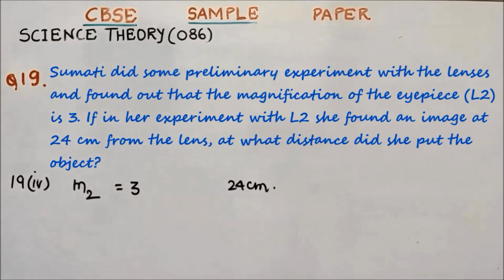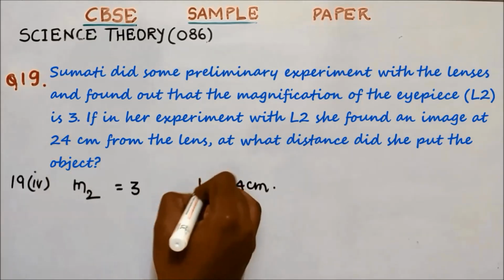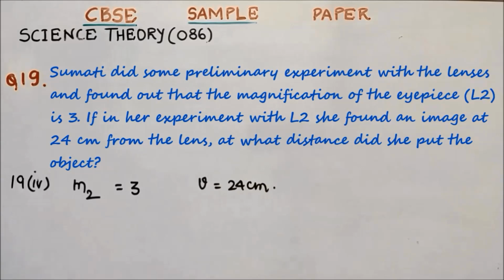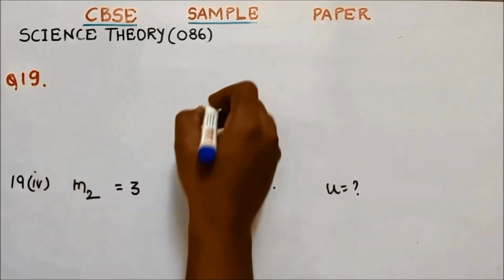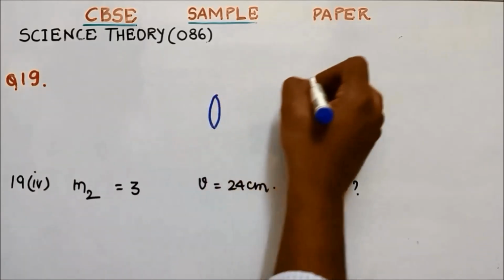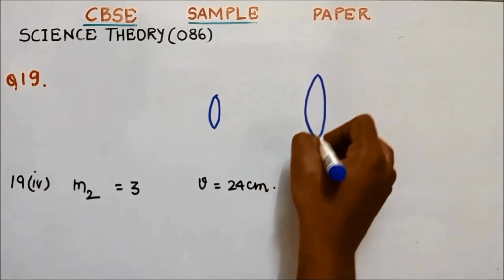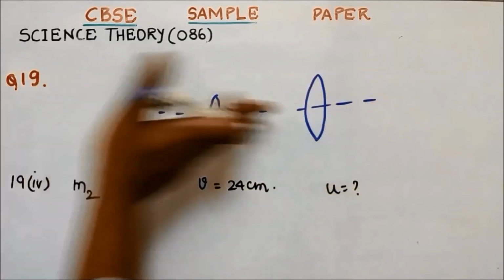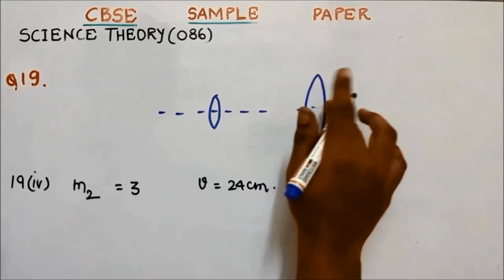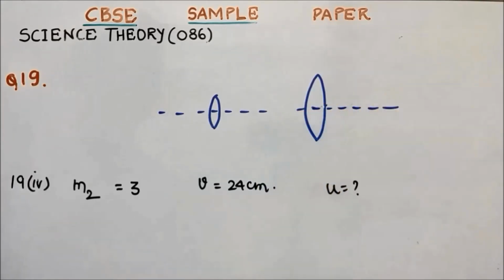So the image formed, we'll write it as V here. Image distance is V, so we need to find out U. Let us try to understand first. I'll draw the figure once for solving this question. I'll not draw too much. So this is the smaller lens and this is the larger lens. Let's say they are on the same axis, straight. It may not look straight to you, but assume that it is.